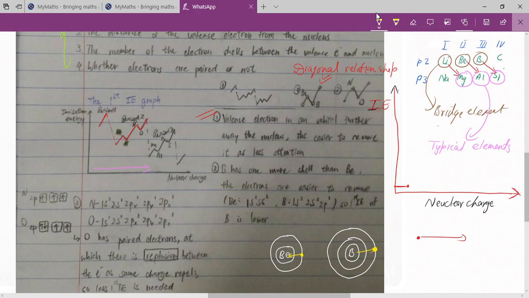Our simple concept is that if the force of attraction is maximum, then maximum energy will be required to remove the electron or not?